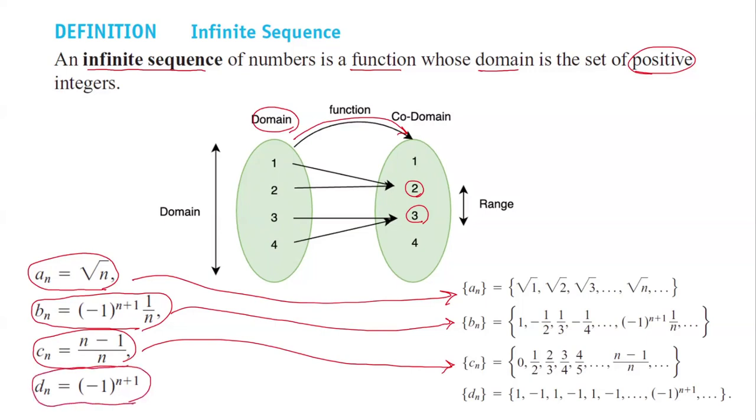The last sequence is d sub n, which is -1 to power n plus 1. Well, we can list the elements or terms of this sequence, and as you can see, they are oscillating between 1, -1, 1, -1, and so on.